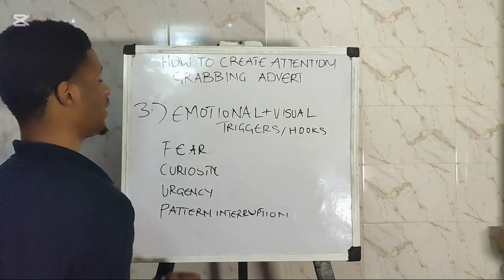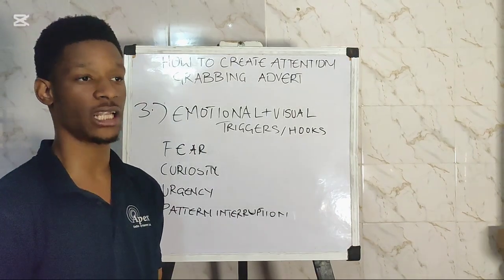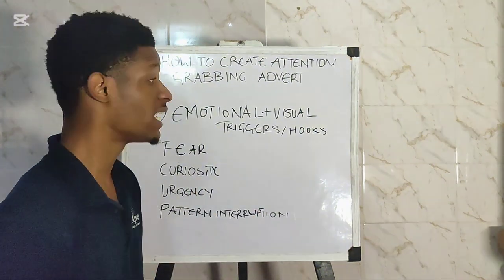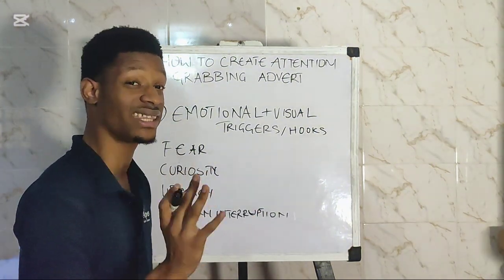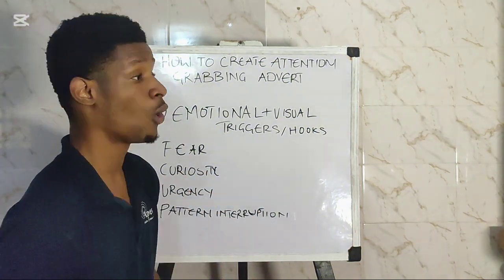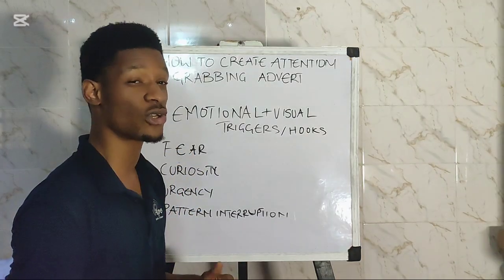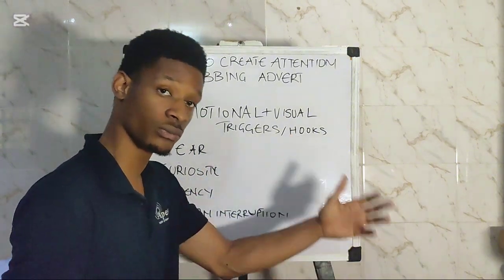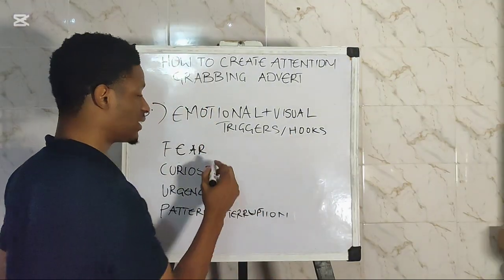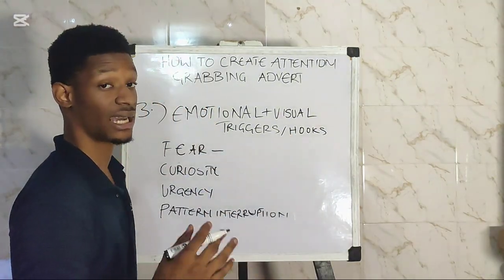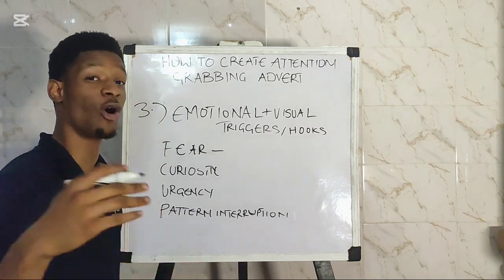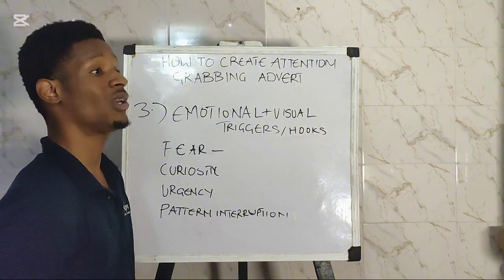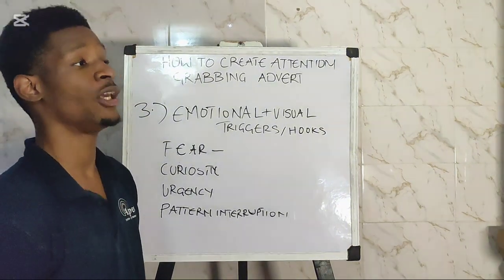For fear, you can use hooks like, you are going to lose 10k, or you are going to use all your savings if you do not listen to these 5 key things that can help you, or you are going to lose $10,000 if you don't follow this process or get this product from me that can help you. That is a kind of hook that can trigger fear. Fear of loss.